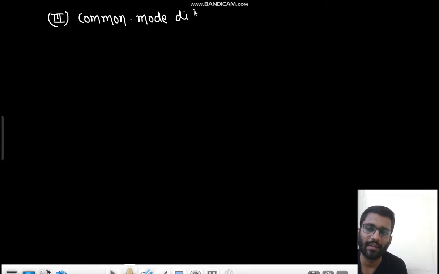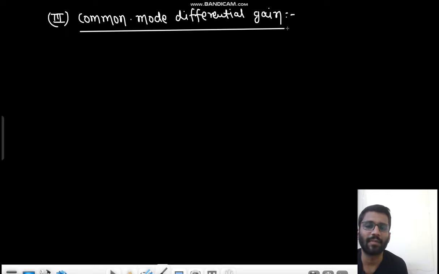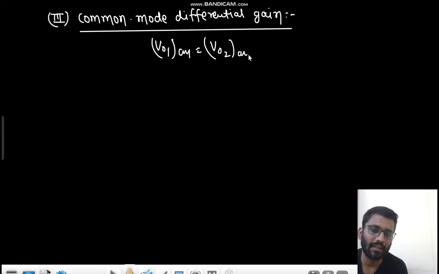You can already see what the common mode differential gain will be, because your V01 CM and V02 CM are zero. Since V01 CM and V02 CM are zero, that means your common mode differential gain is zero only.